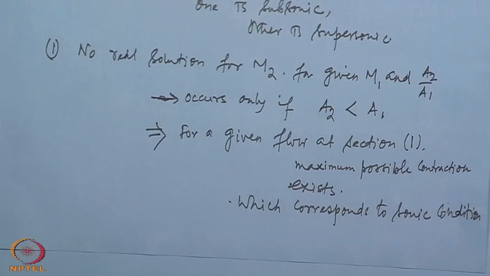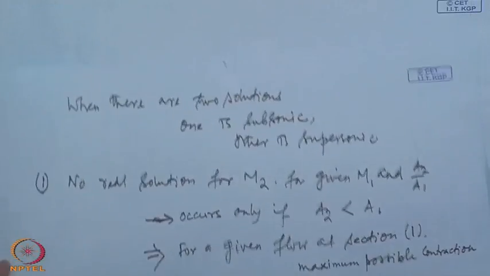That is, if we have a specified condition at section 1, then the mass flow is fixed and there is a minimum cross sectional area required to pass that flow. If area is smaller than that, that mass flow cannot pass through that cross section. This phenomenon is called choking.